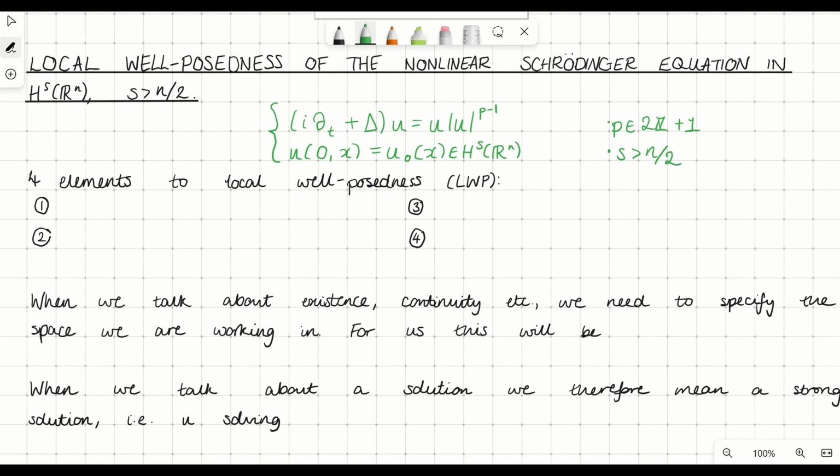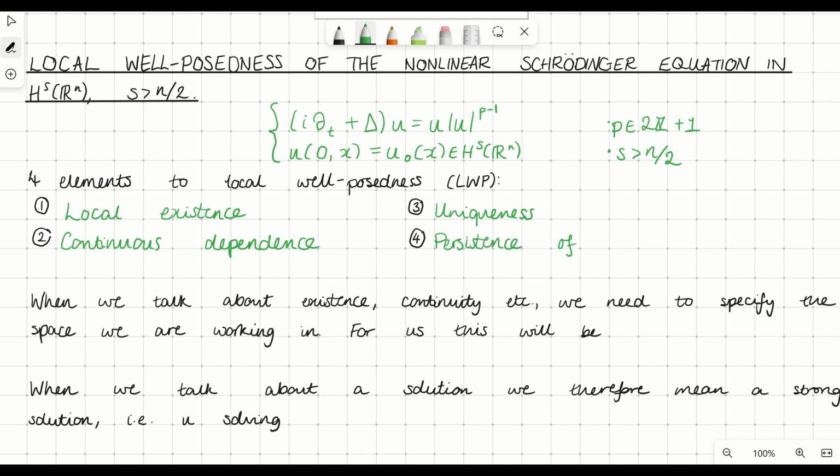We want to show the local well-posedness of this equation, so there are 4 elements to consider. The first is local existence of solutions. Obviously, you're not going to get very far without that. The second is the continuous dependence of the solution on the data. If you move your data a tiny bit, your solution should only change a little bit. The third is the question of uniqueness of solutions. And the fourth, the cherry on the top, is the question of persistence of regularity.